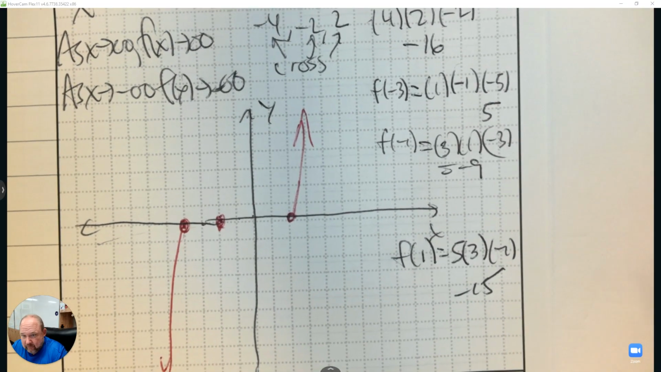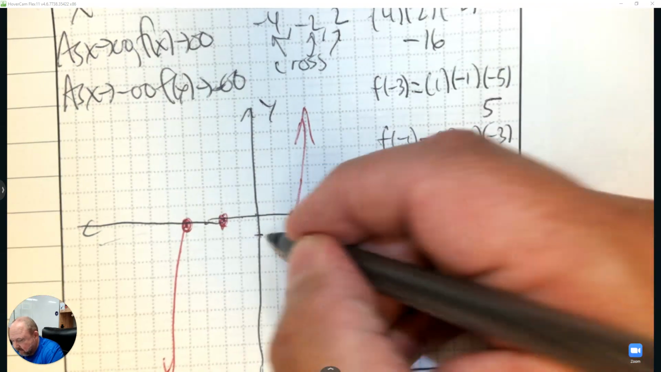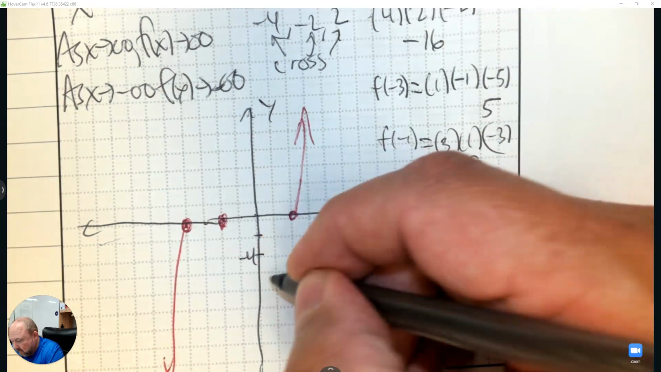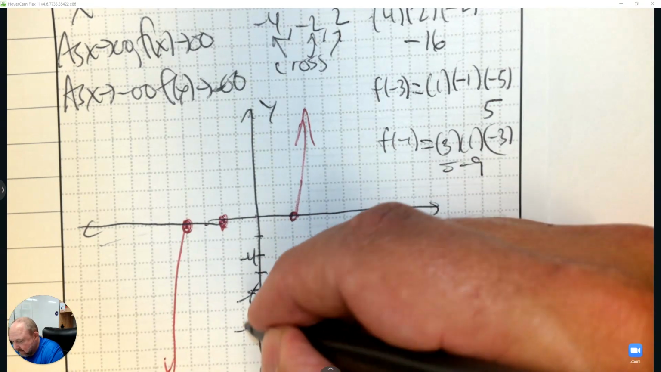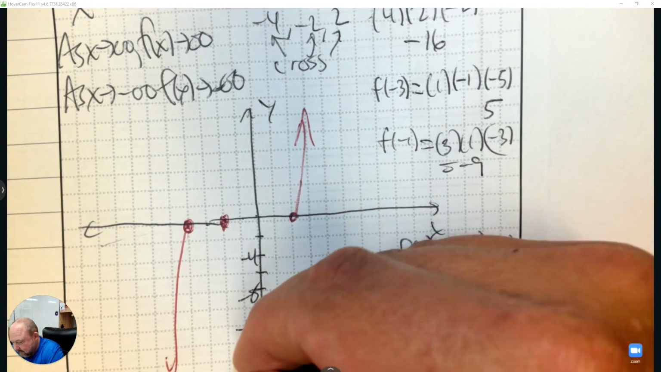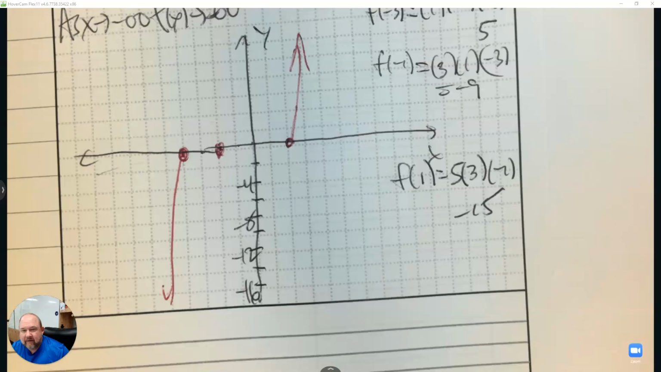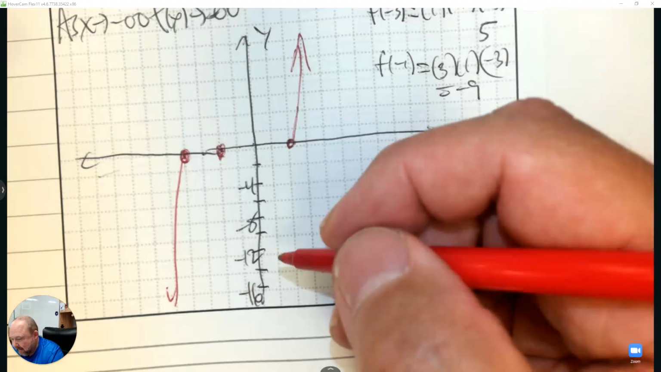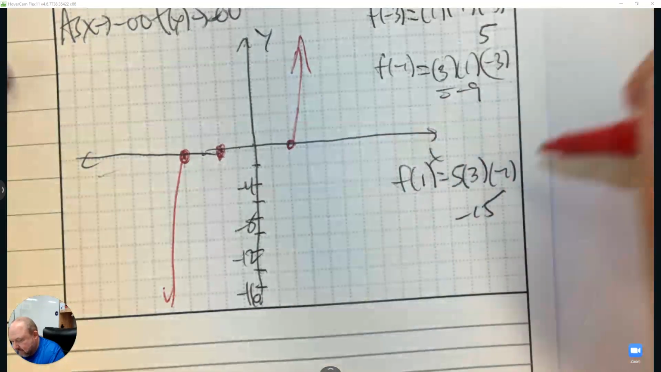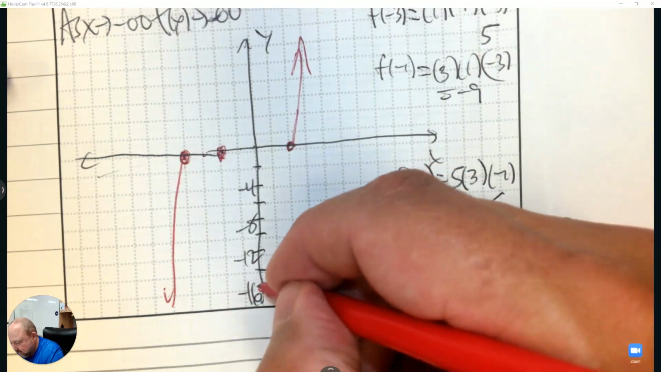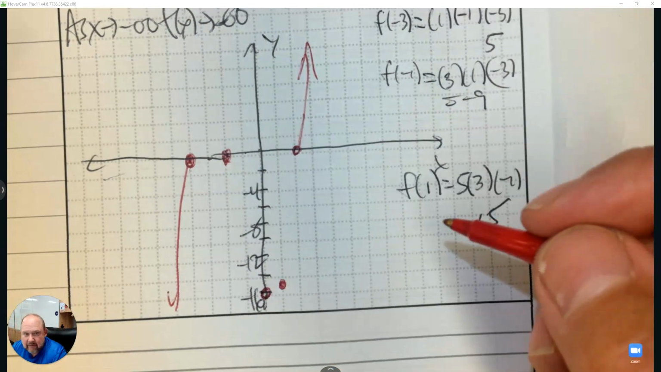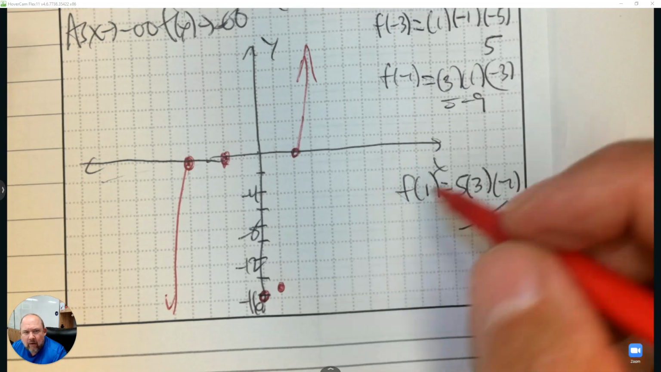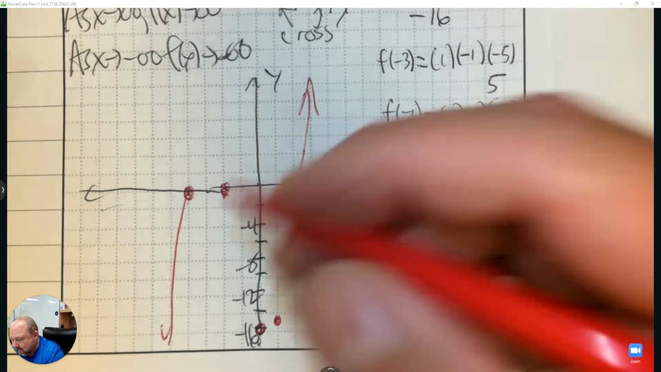So I'm going to count by 2's to go down there. So this is going to be -2, -4, -8, -12, and there's -16 right there. So I just counted and changed the scale to fit my graph. So this is -16. 1 is -15, which is in the middle there. 1, -1 gave me -9.